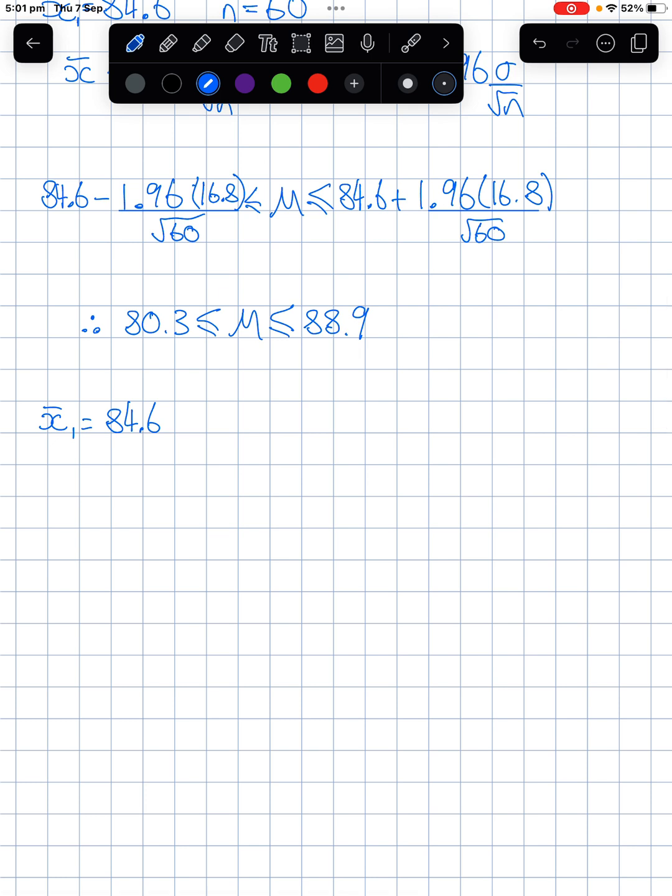So if we get a different one, let's just say these two values here will be the same. Let's just pretend we got one of 90. Okay, so x bar 2 equals 90. These are approximately 8.6 wide, so this deviation here would be 4.3, so it'll be 90.